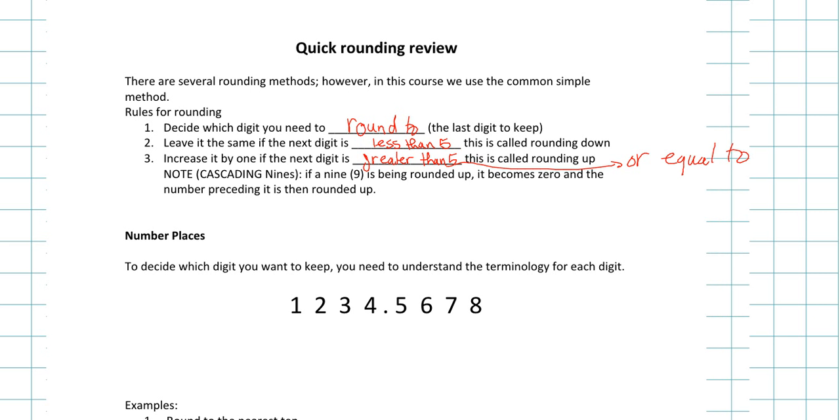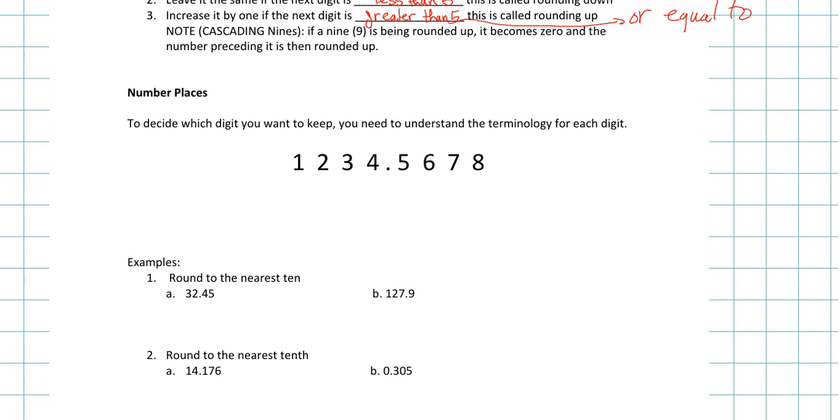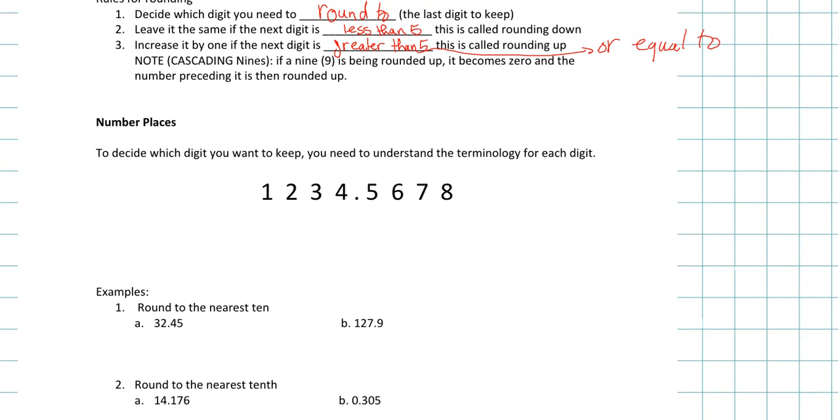Sometimes the question is going to ask you to round to the nearest 1 decimal, 2 decimal, to the nearest whole number, to the nearest 10, right? But a lot of times we don't say to the nearest 1 decimal or 2 decimal. We use the actual terminology for it. So first, let's start with the ones. Which one of these numbers represents your ones? The 4, right? Just before the decimal, so this is your ones.